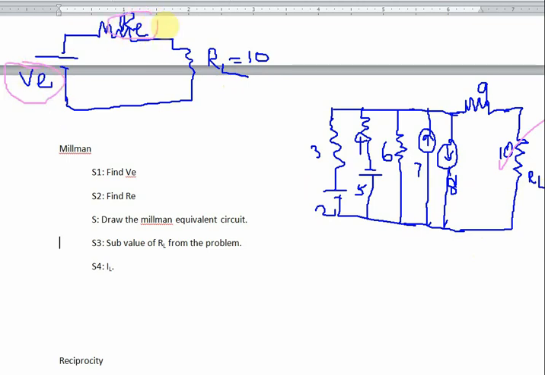Step number 1, find out VE. What is the formula? VE is equal to the sum of V by R, whole divided by the sum of 1 by R. This is the formula. Substitute into that one. What is the V? 2 divided by 3.